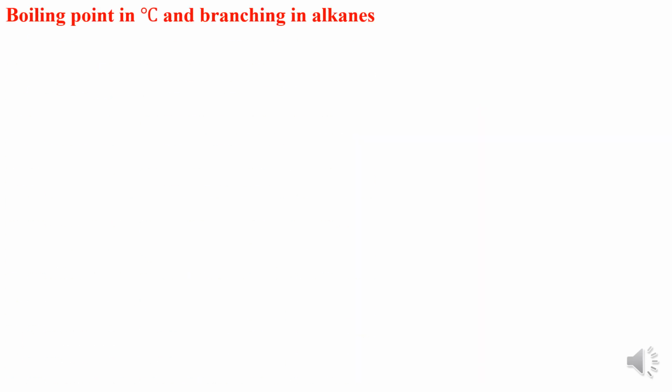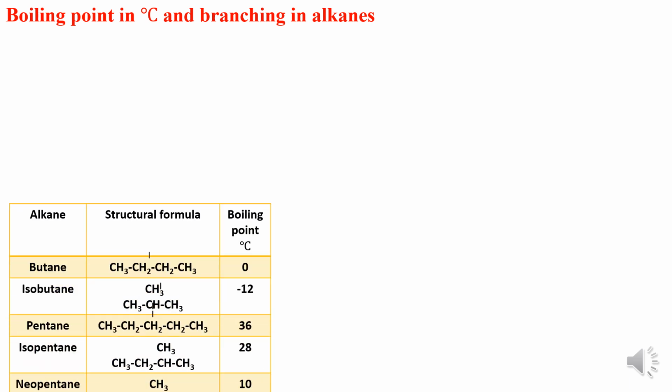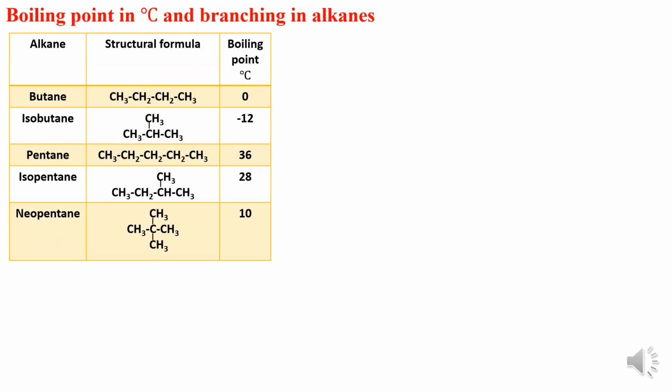Now what about the influence of branching on the boiling point of alkanes? Now here are the names of 5 isomeric alkanes with their structural formula and boiling point. Now isobutane is a chain isomer of butane with the branching in the second carbon, and you can see with the branching there is a decrease in boiling point from 0 to minus 12 degree Celsius.